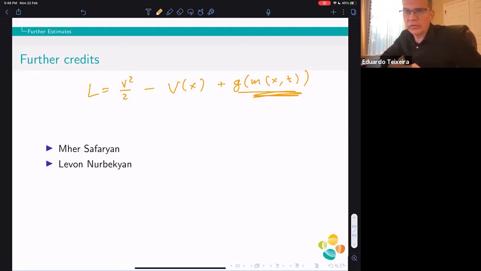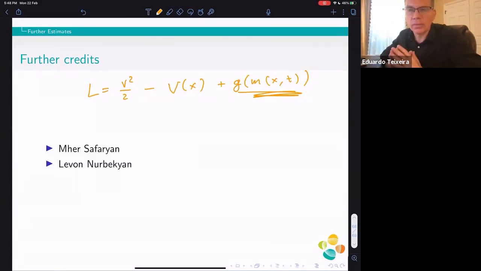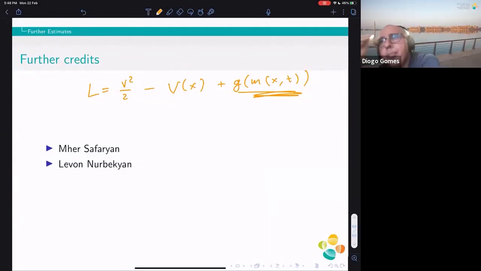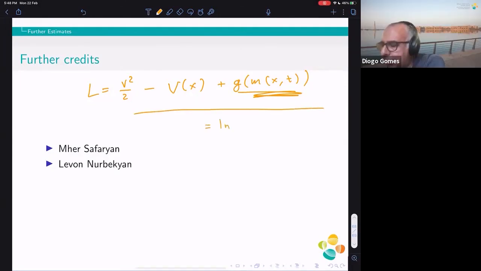Diogo, it's just a curiosity. G can be thought of as a power of M, right? So M to some power alpha. What happens when alpha increases or decreases? Does it improve the regularity, or the bigger the alpha, the worse the regularity, or vice versa? Is there any clear interaction between these? So let's see. It's easier to prove more regularity if the behavior at zero is more singular, actually. So things improve surprisingly with things like the logarithm of M.